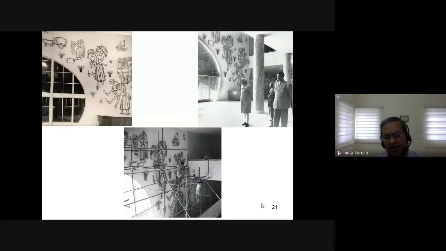This mural became very popular because Vignan Bhavan used to be the center where foreign dignitaries used to come. Whenever they visited this place, they were amazed at the work done by Amarnath Sehgal. So it became very, very popular.